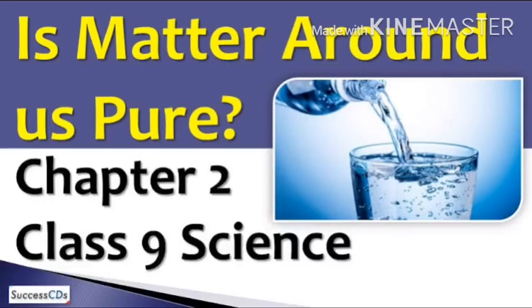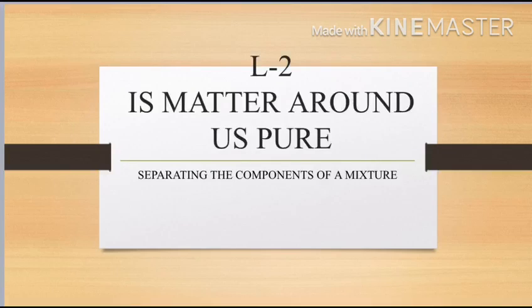Today I am going to explain to you the chapter "Is Matter Around Us Pure?" of class 9th. Today the topic of my explanation is separating the components of a mixture. The components of a mixture are separated depending on the physical state of the substance in the mixture.